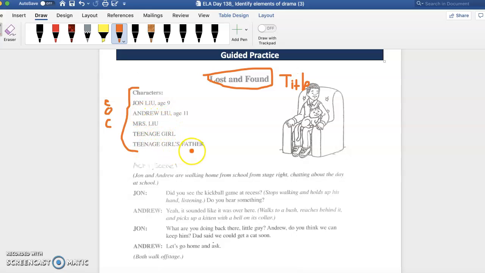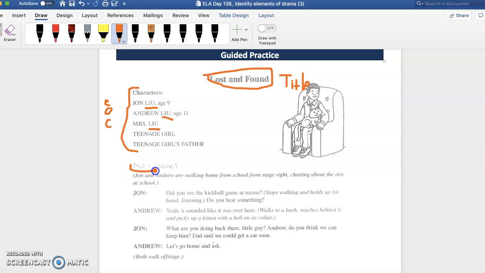We know that in this play, you have John Lee, Andrew Lee, Mrs. Lee, teenage girl's father. So we know that John and Andrew must be brothers because they have the same last name. Mrs. Lee must be their mother. They all have the same last name, right? It also gives us a little bit more insight on how old John and Andrew are so they know how to act. Then we have a teenage girl and her father, okay?